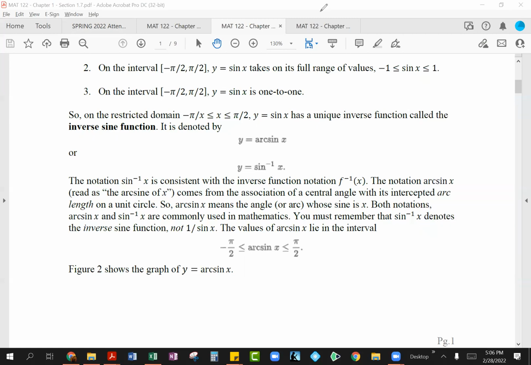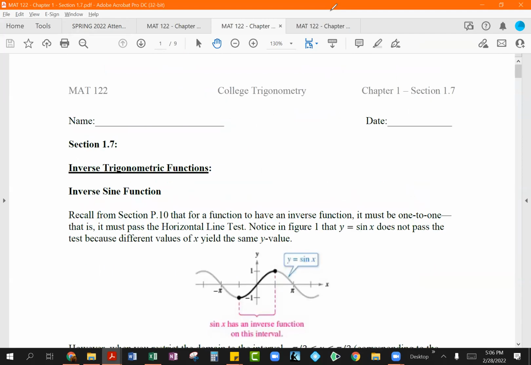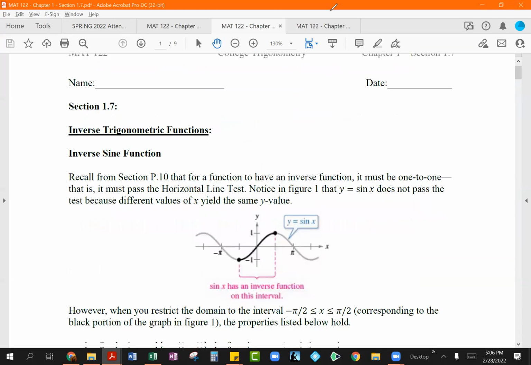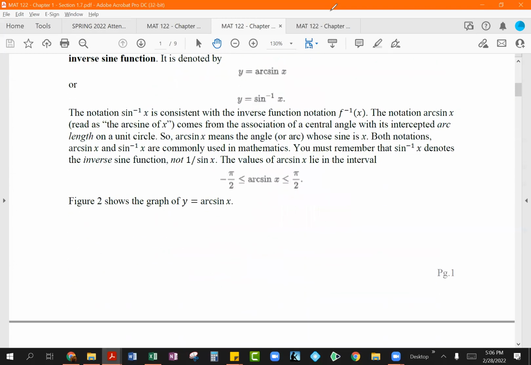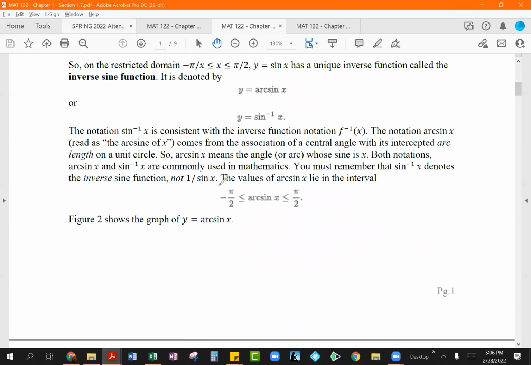So all of those properties, and if you need to go back and review inverse functions from algebra, go ahead and do that. They're also telling you, you can go to chapter P, section P.10, where you can review inverse functions if you want to do that. And then as you can see, there's some more details there, including over here, they're saying the notation arc sine comes from the association of the central angle with the intercepted arc length of a unit circle. If you want to get into some of that in-depth theory, you can.